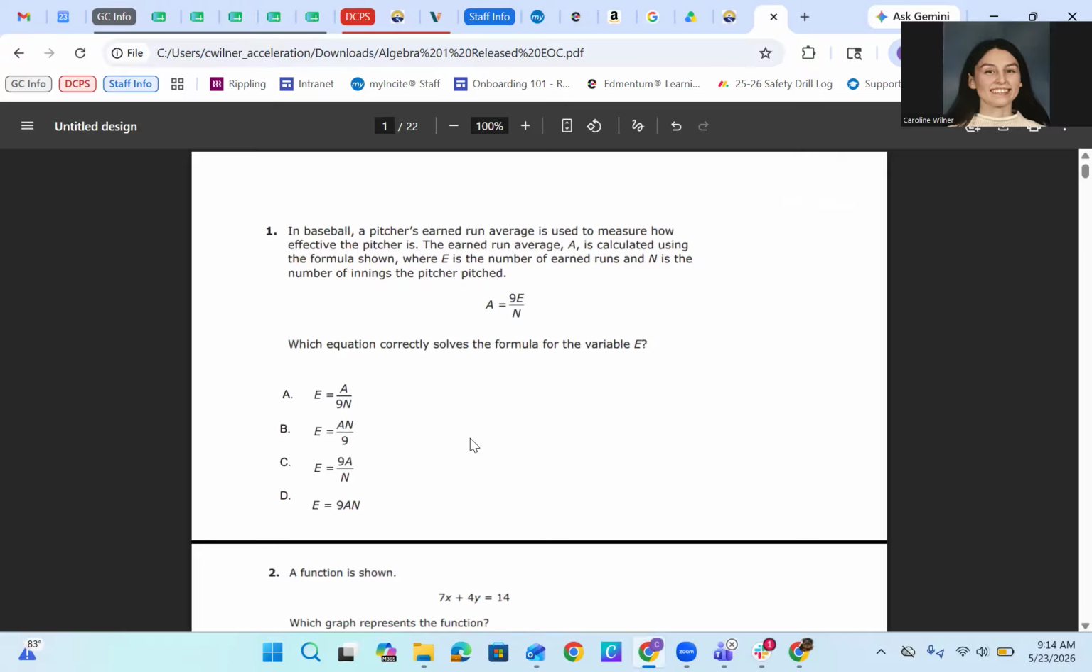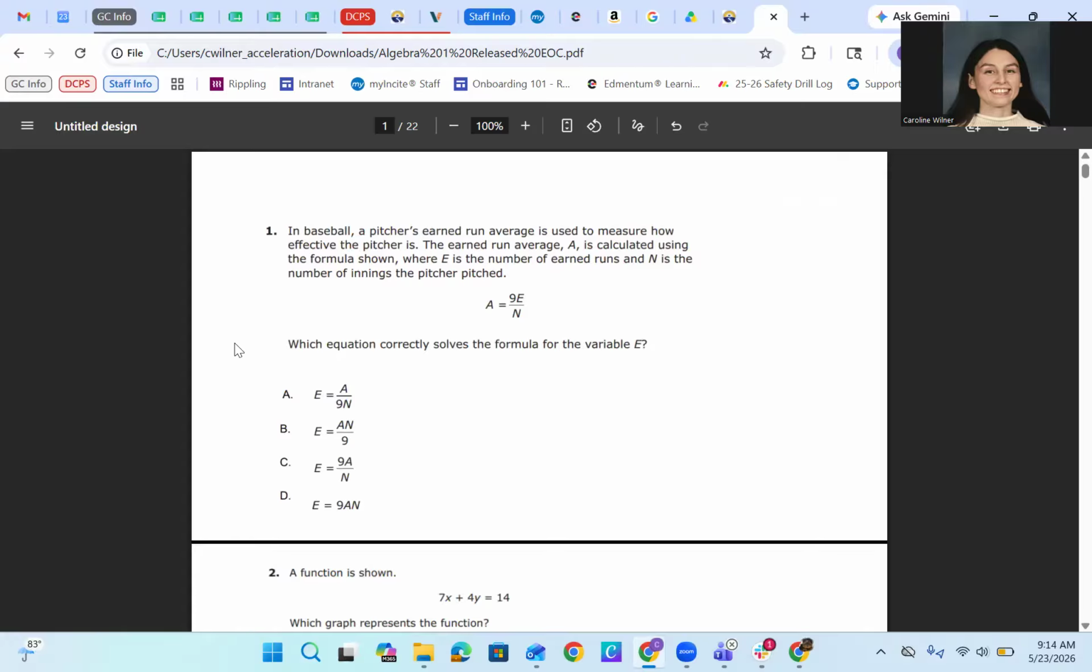So to start this first question, it states, in baseball, a pitcher's earned run average is used to measure how effective the pitcher is. The earned run average A is calculated using the formula shown, where E is the number of earned runs and N is the number of innings the pitcher pitched. It then gives us said equation. Which equation correctly solves the formula for the variable E?